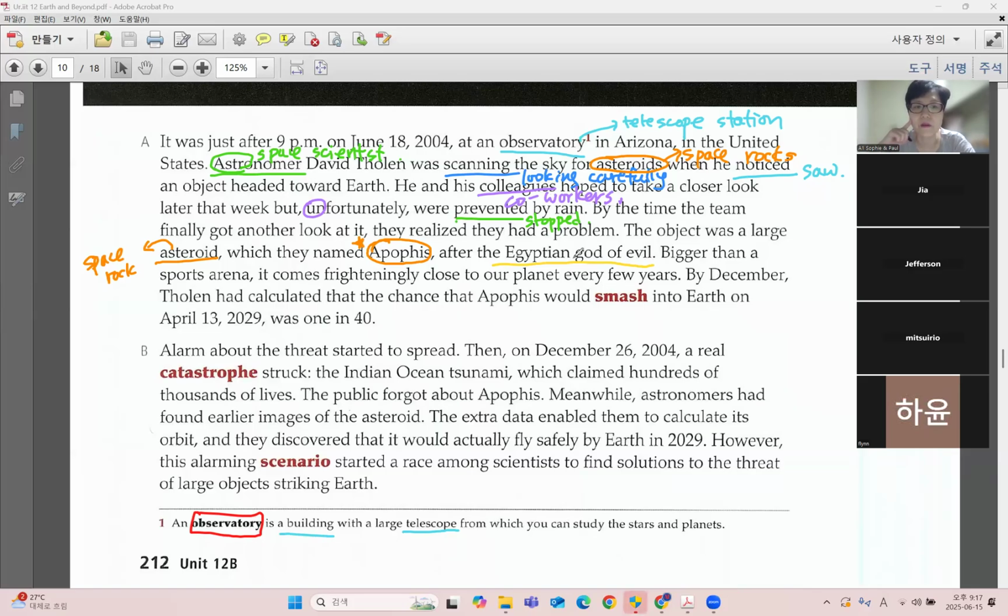Bigger than a sports arena. What is arena? Very easy. Somewhere where we fight. Yeah, and we call it stadium. See? Arena and stadium. And bigger than a stadium, you know that we have a stadium in where? 잠실 and 상암. And it comes frighteningly close to our planet Earth every few years. So frighteningly means scarily.